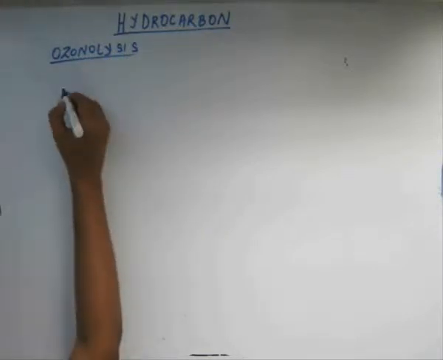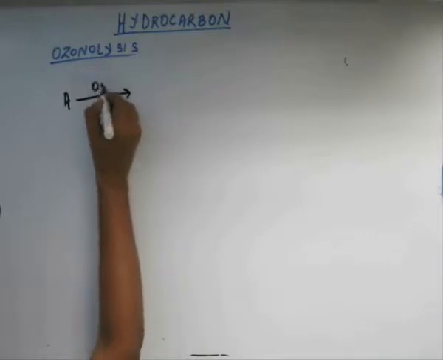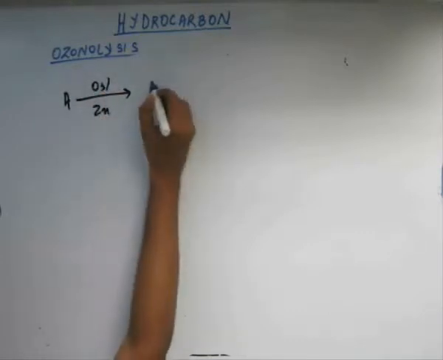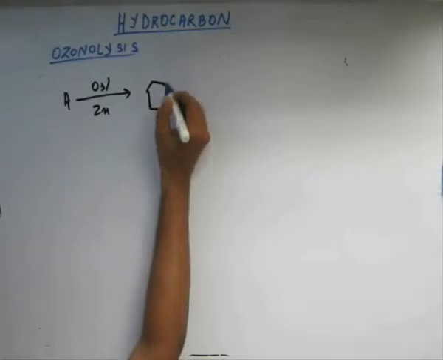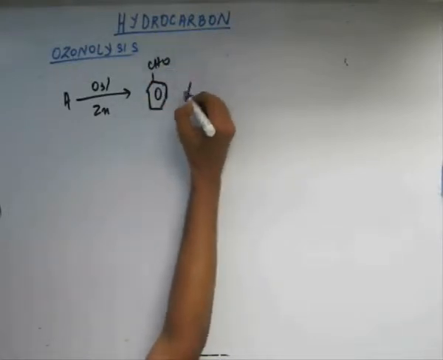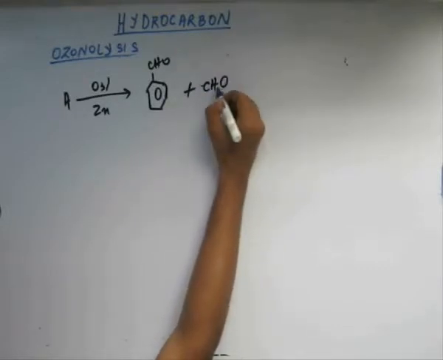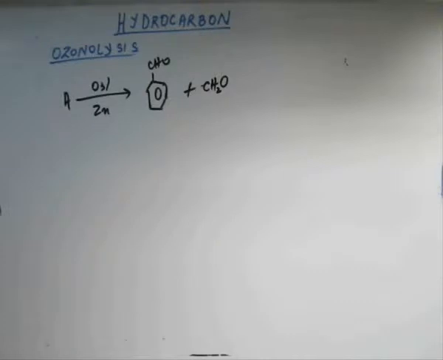For example, suppose I give you A and I say that I am carrying out reductive ozonolysis on A and I am getting benzaldehyde and suppose I am getting methanol. Then what would be A?